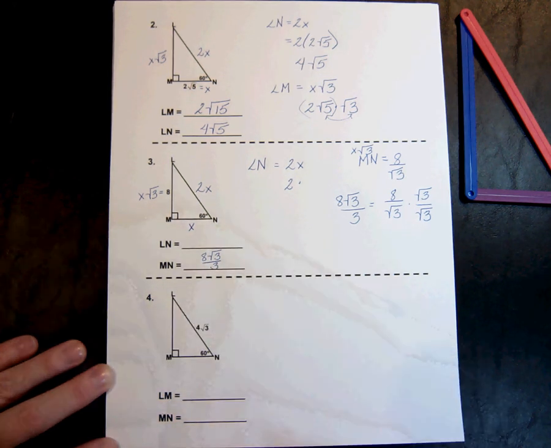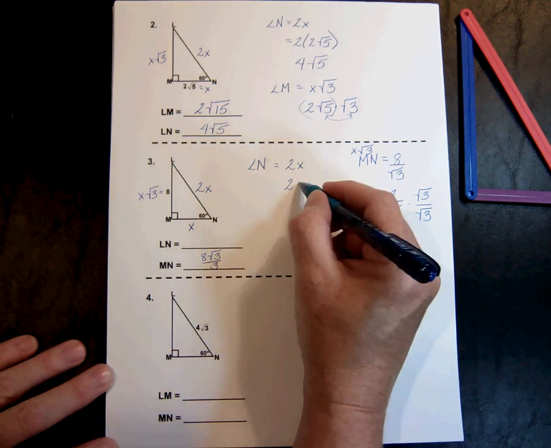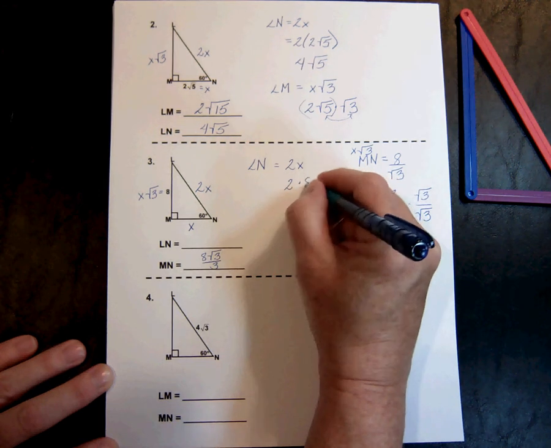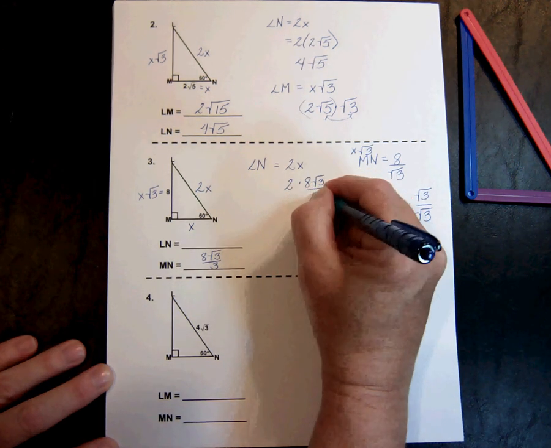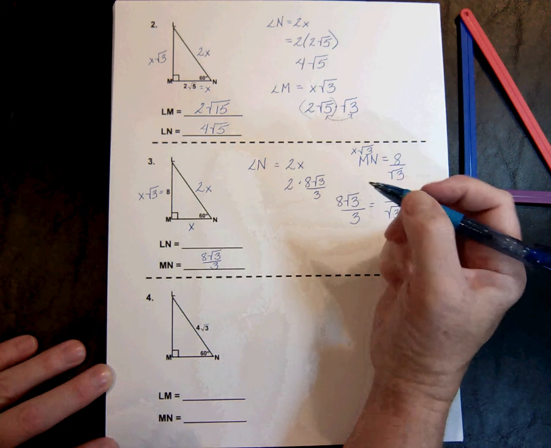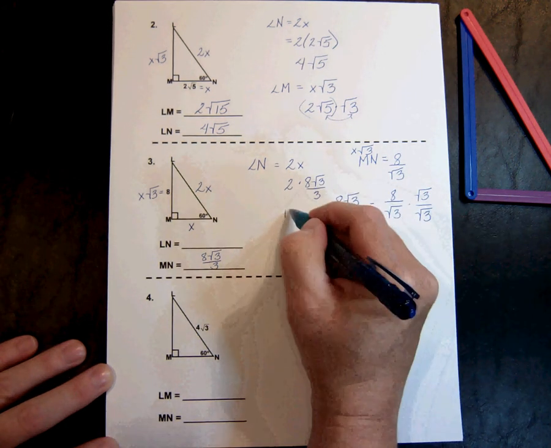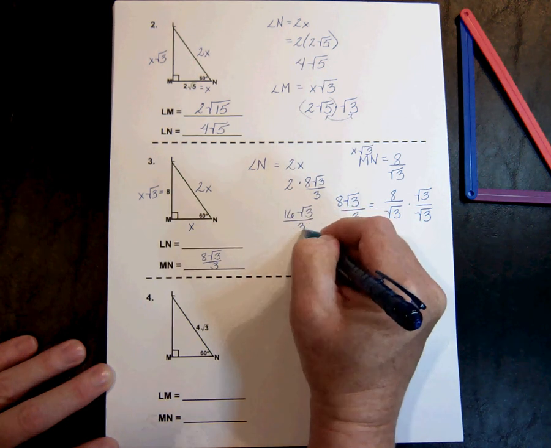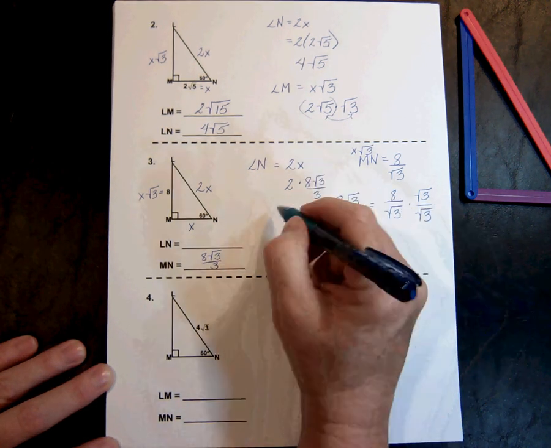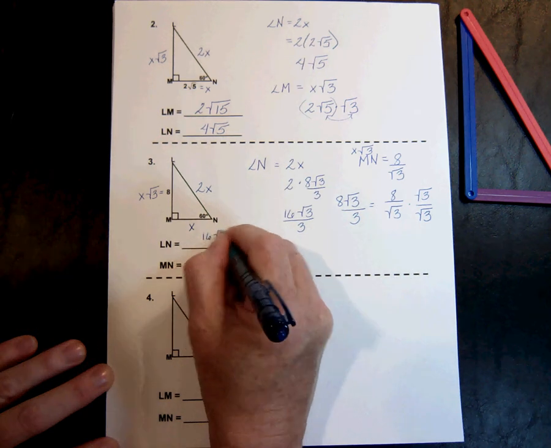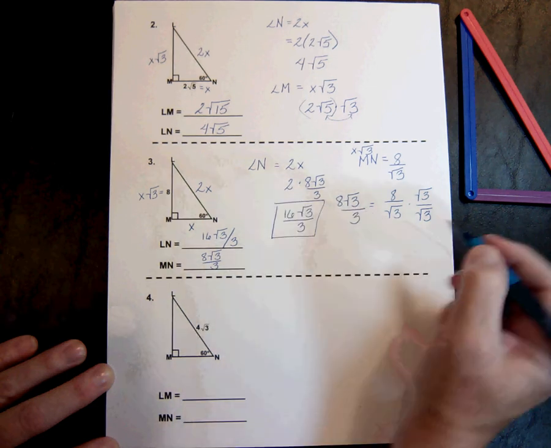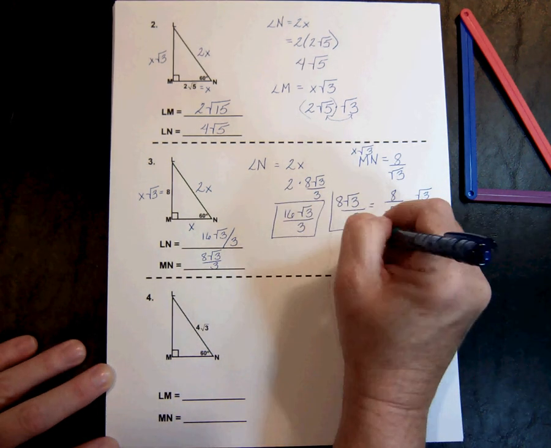Leave it in radical form. Now we can multiply 2 of what my x is, because my Mn is now this. We're multiplying 8 square roots of 3 divided by 3. So 2 times 8 is 16. 16 square roots of 3 divided by 3. And that you have to leave like that. 16 square roots of 3 divided by 3. That is your answer. Should box these.